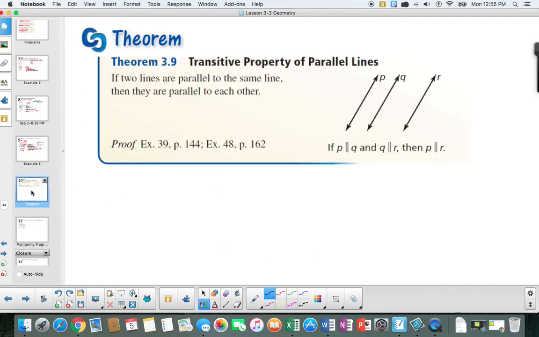The transitive property of parallel lines. And remember the transitive property applies when there's a connection. Here these two lines are parallel to each other. And we also know that these two lines are parallel to each other, and there's a connection between them. And this proof will show us that we can also say that this is parallel to this. And we'll do this as an exercise later.